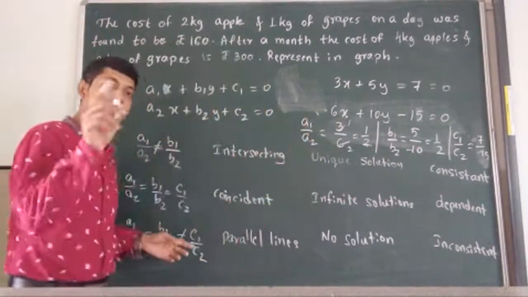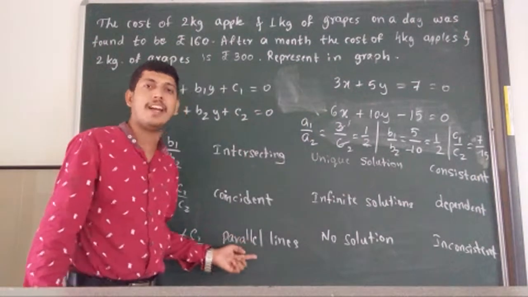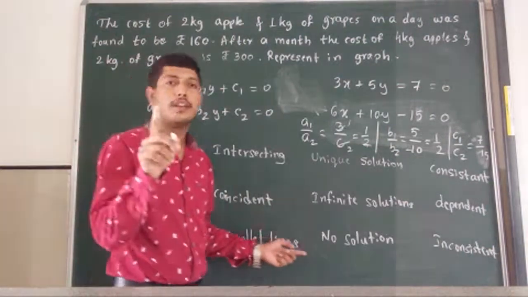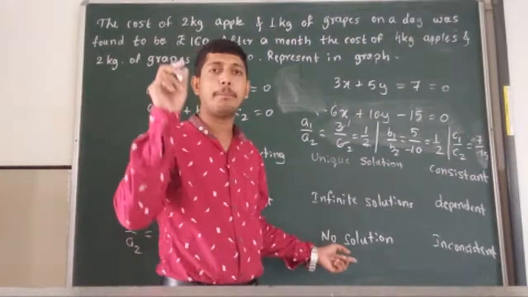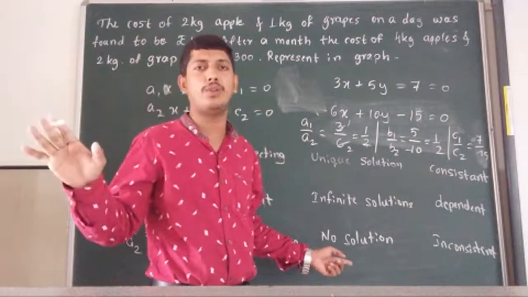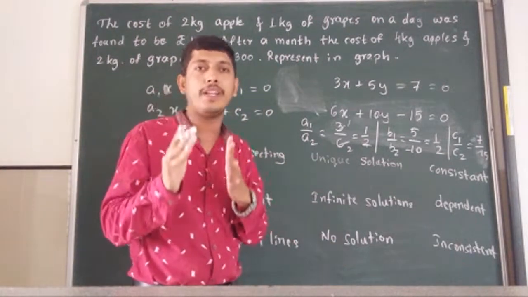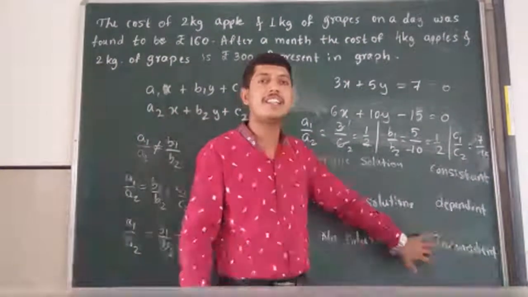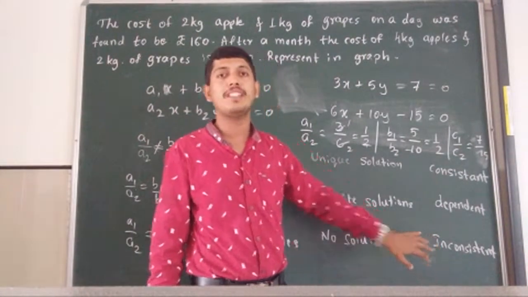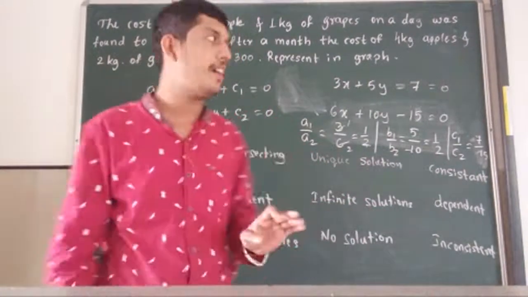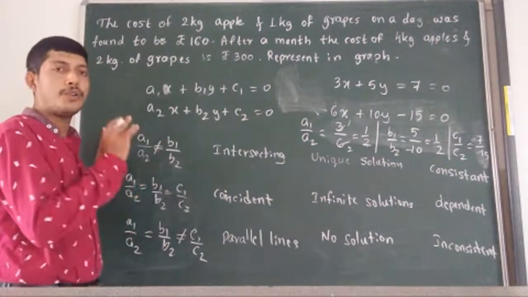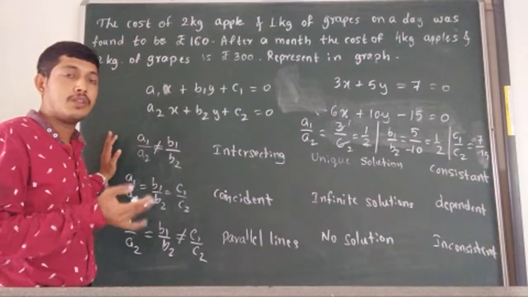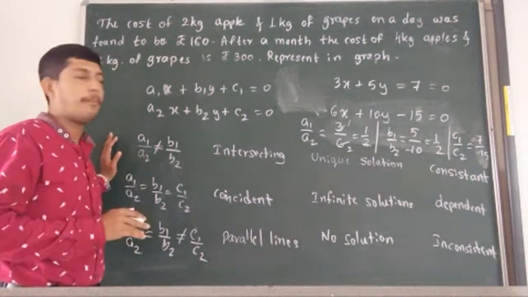So therefore, in that case, we are getting parallel lines. When the lines are parallel to each other, we do not have any solution. That means the pair of linear equations does not have any solution, and if the pair of linear equations does not have any solution, then that kind of equations are known as inconsistent. Okay, so this is the key for your graph. You can analyze the graph, and you can also find the solutions by using this method.